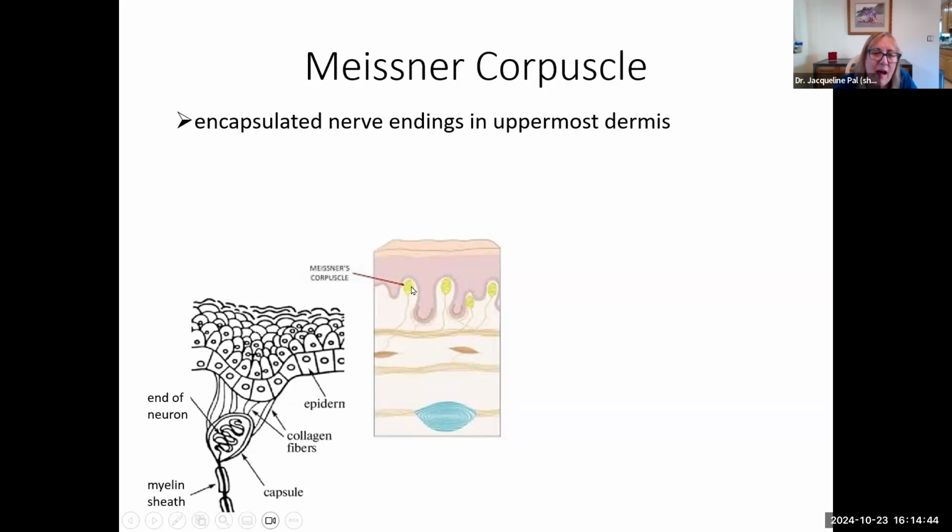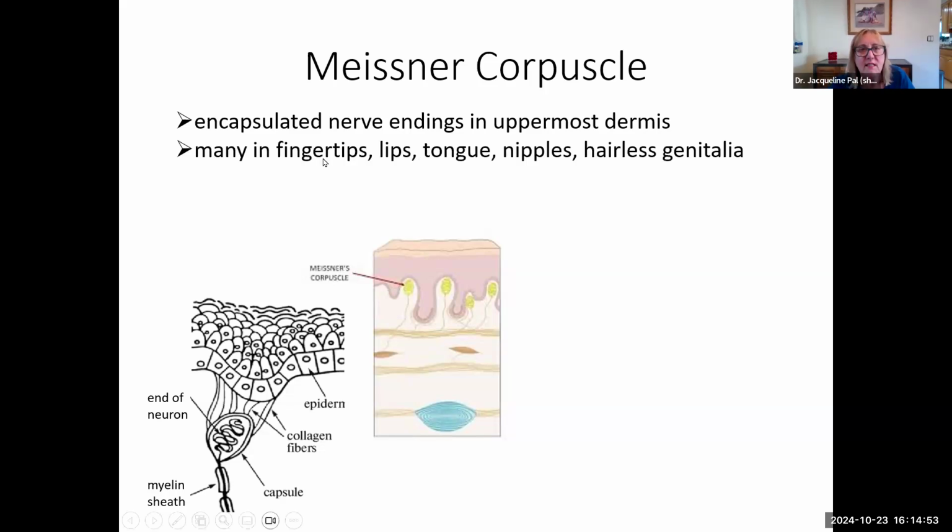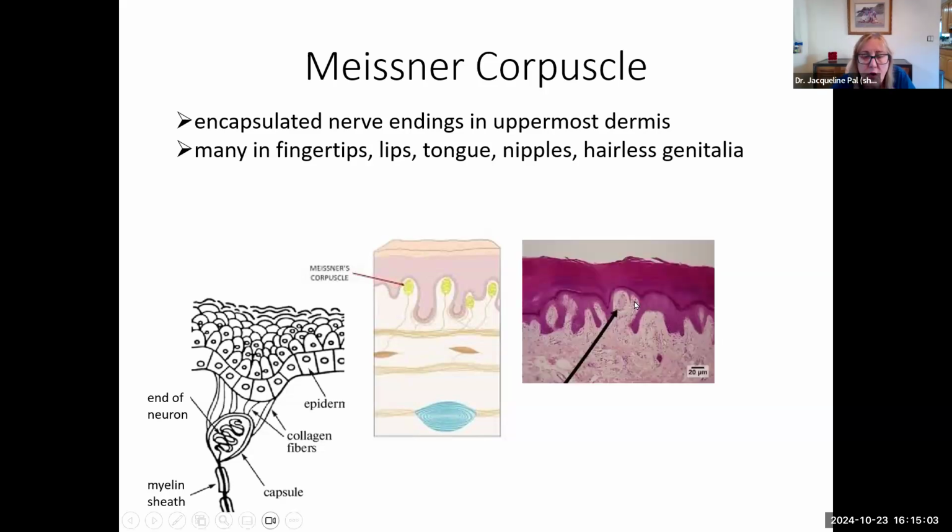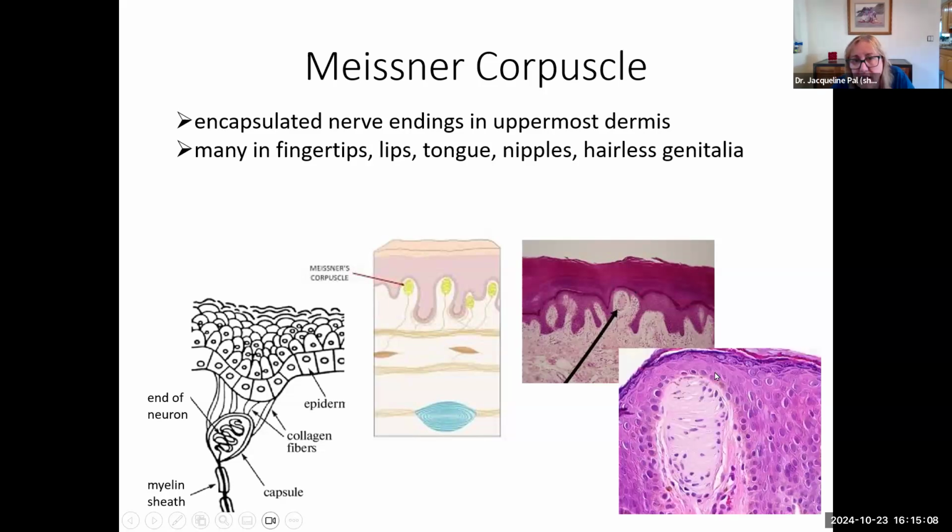And look, it's way up in the dermis. So it's just below the epidermis. Okay. So it's in the uppermost part of the dermis. And we have tons of these, as I said before, in our fingertips, our lips, and our tongue, and our nipples, and our hairless genitalia, especially our penis and the clitoris. Okay, so here's what it would look like in a photomicrograph of your skin. And then here is one up close and at a higher power so that you can see what that capsule looks like, kind of like the cotton bulb part of a Q-tip.